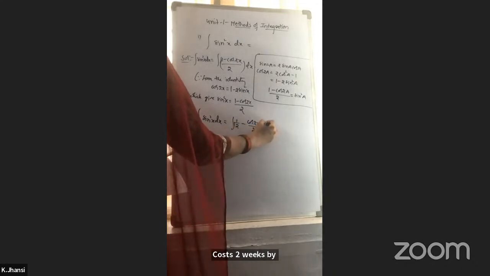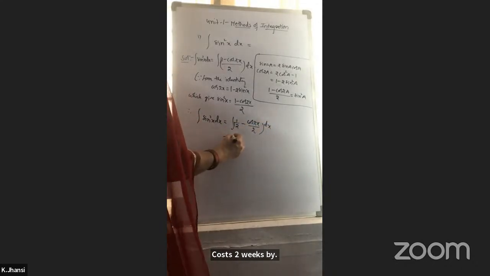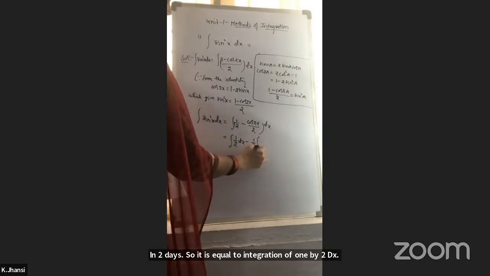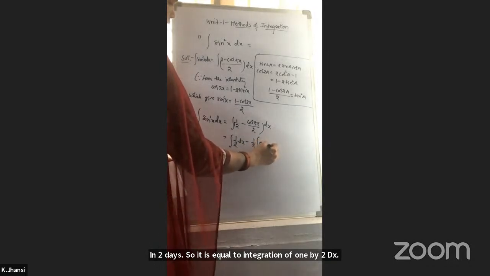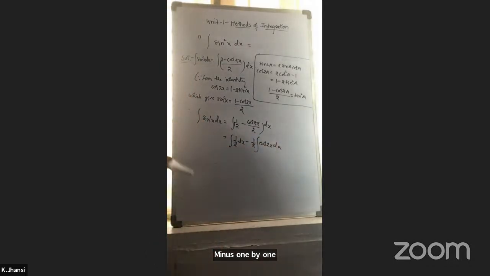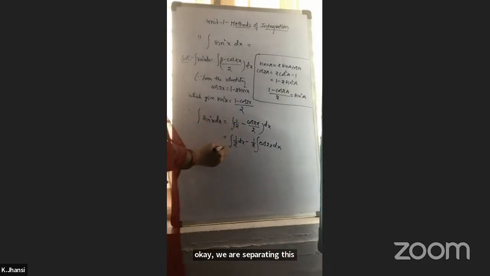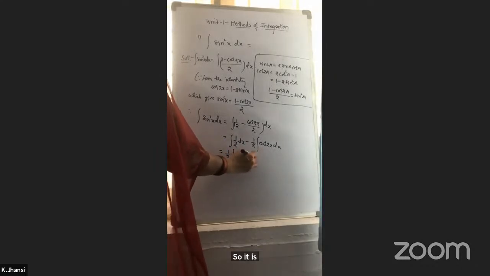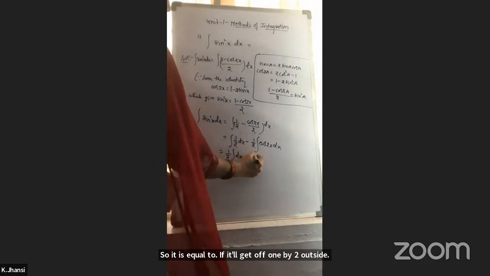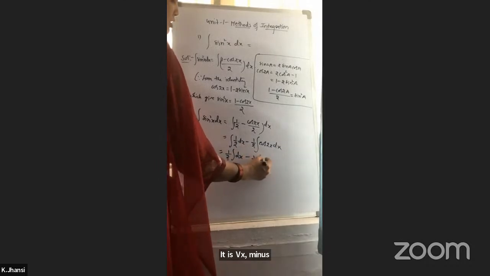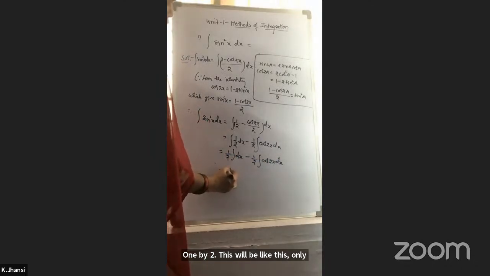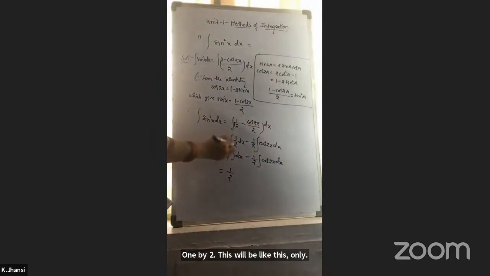Okay. Into dx. So it is equals to integration of 1 by 2 dx minus 1 by 2, I have taken this outside, cos 2x into dx. Okay, we are separating this one. So it is equals to, if you take out 1 by 2 outside, it is integration of dx minus 1 by 2. This you keep like this only, cos 2x into dx. So 1 by 2 is the constant term, and if nothing is there, it means 1, that is constant, 1 is there.